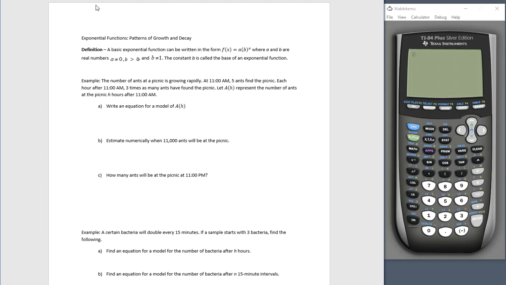So what this tells us is we start at 11 a.m. And once we know that, we know that 5 ants is our starting value. So this represents the A in the formula. And now over here, each hour, let me underline the each as well, each hour, 3 times as many ants. This will be the B in the formula.